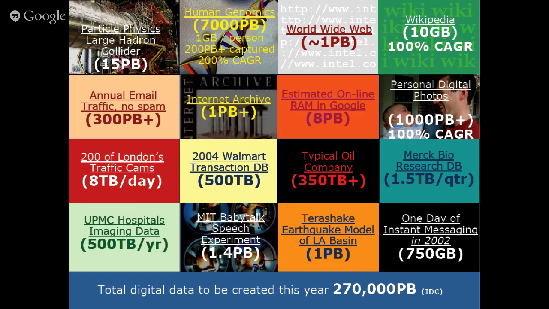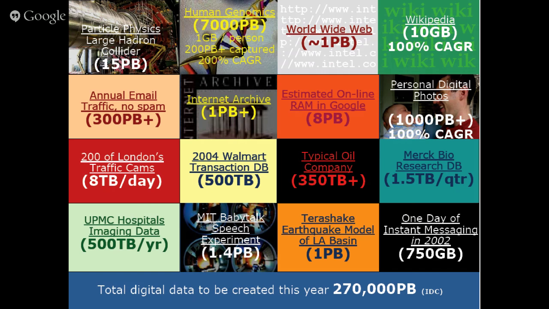So I like to show this image, which is actually quite old now, and I used it the first time I was trying to teach big data or data-intensive topics. What you see here is some common data and an estimate of how big it is. On the top, you may see the World Wide Web is estimated at 1 petabyte, and Wikipedia is about 10 gigabytes. At the bottom line, you see the total data to be created this year is 270,000 petabytes or something. Is that a big number to you? Fairly big, right?